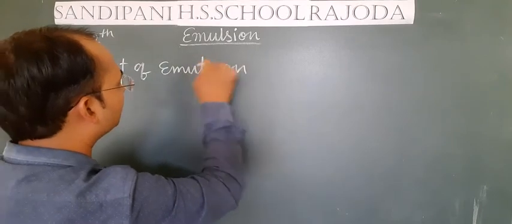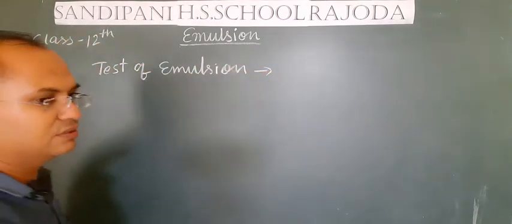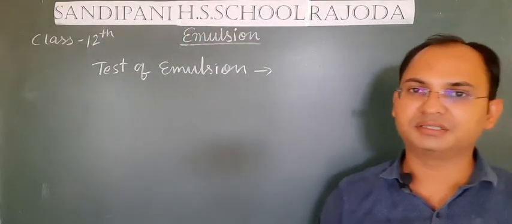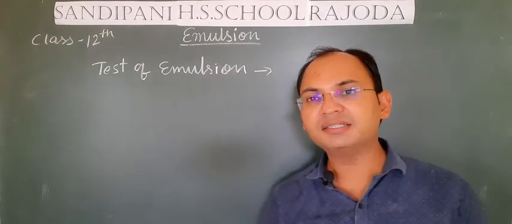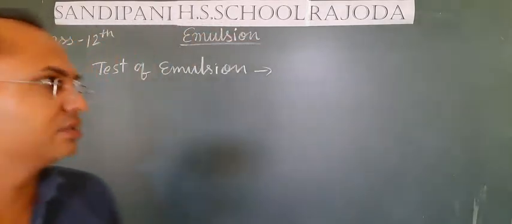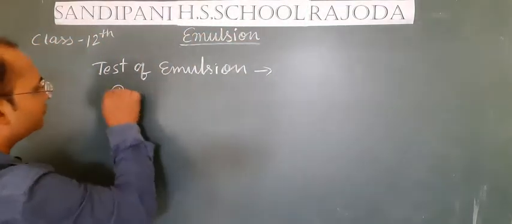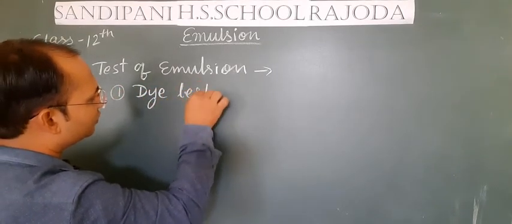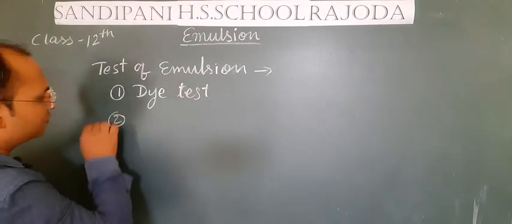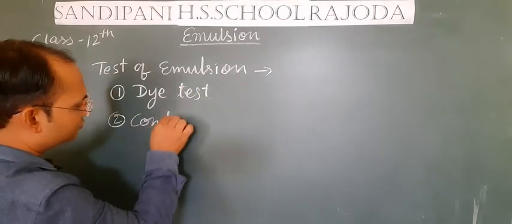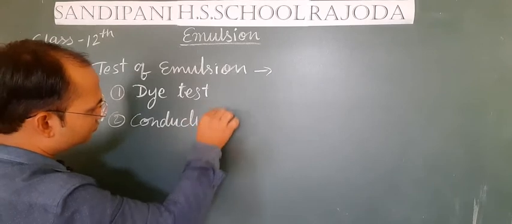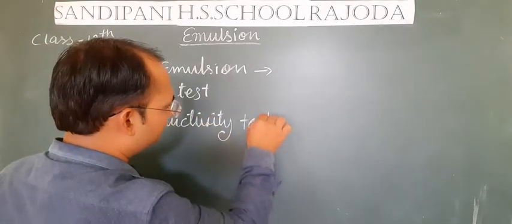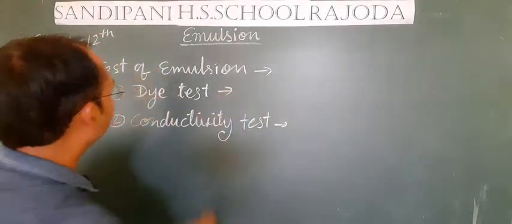In order to test the emulsion, that which type of emulsion this is, we have two methods. One is dye test and second is conductivity test. Let's understand them one by one.